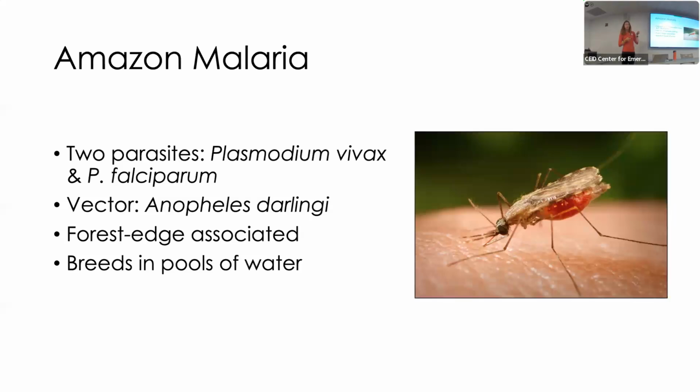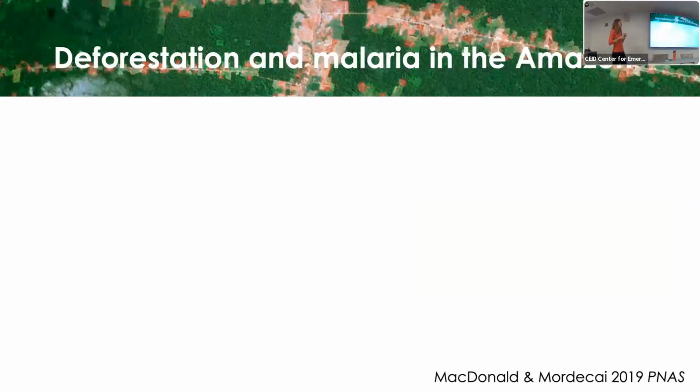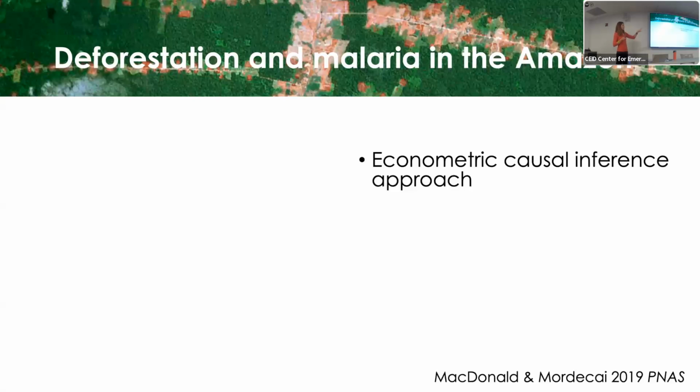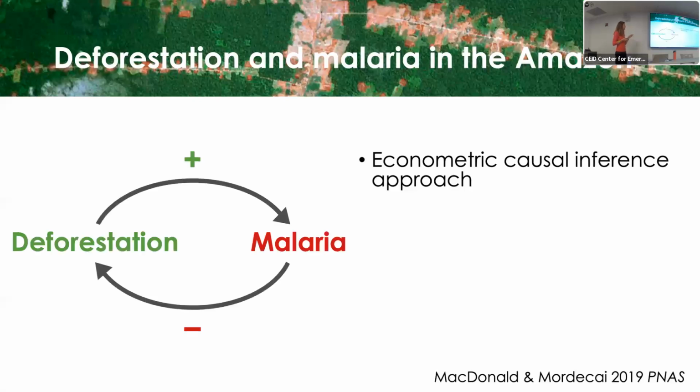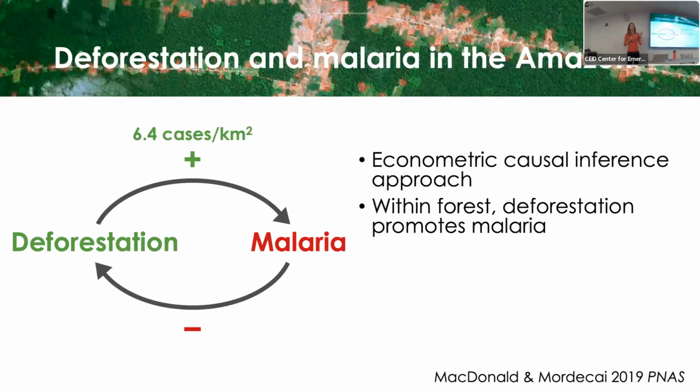Now, this work has been published for several years, so I'm going to just skip going over the methods altogether. I'll give you the citation if you want to see the methods, and I'm happy to talk about it in more detail. But in short, it uses a lot of those same causal inference panel regression models from econometrics that I just showed you. What we found in this work, again, it's an econometric causal inference approach, is evidence for a bidirectional feedback between deforestation and malaria, where deforestation promotes malaria when it's within the forest. So when it's a situation where deforestation is creating forest edge and bringing people in contact with the forest edge, we see that deforestation promotes malaria with about 6.4 additional malaria cases per square kilometer of forest loss.